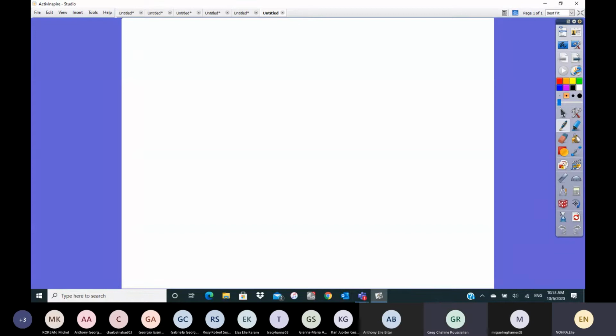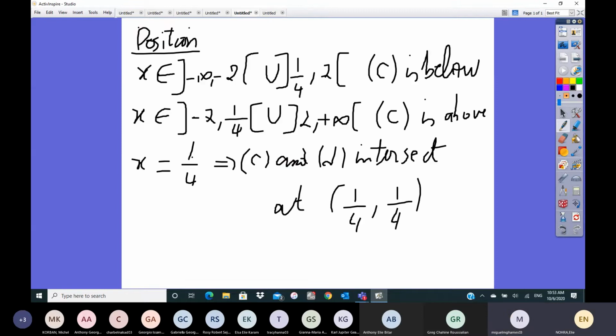Part 4. To be honest with you, when I started the f of x, yes. But can you go back one page please? Yes. Okay, thank you.